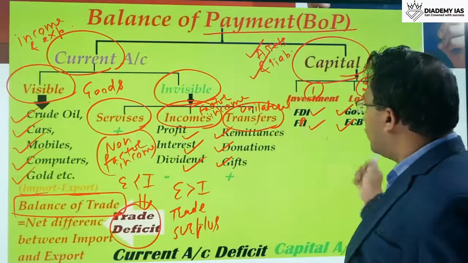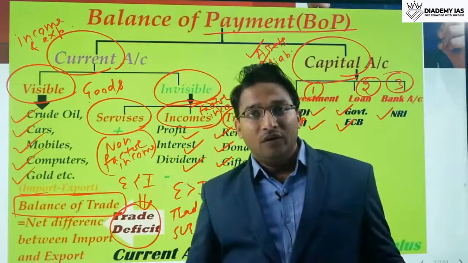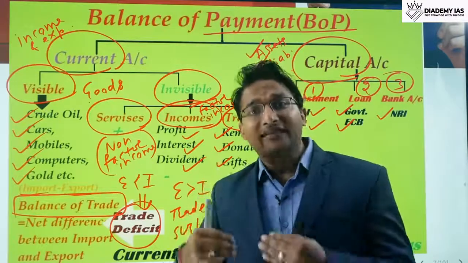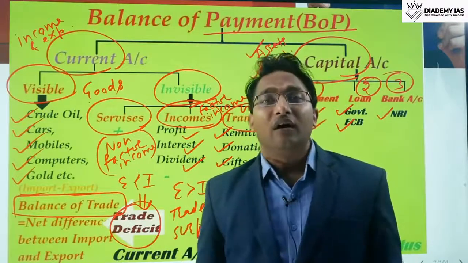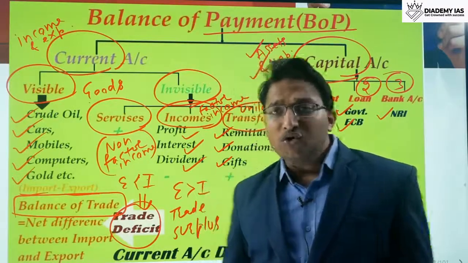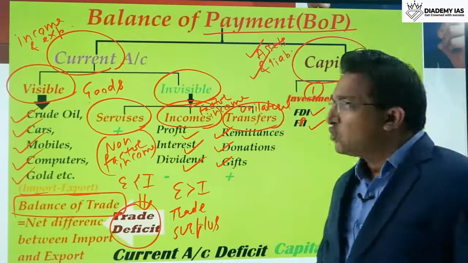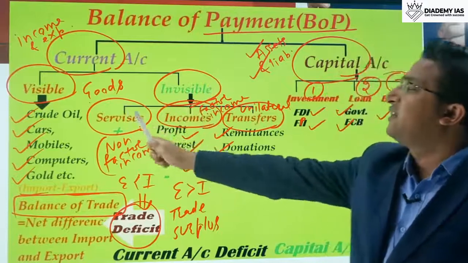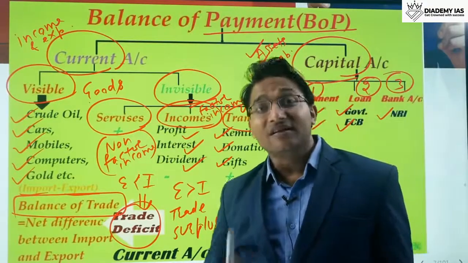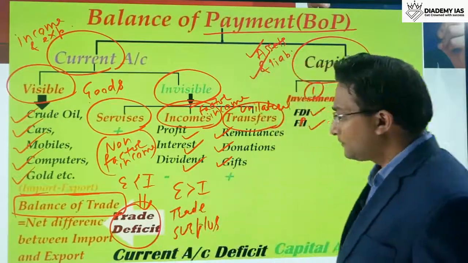However, on the capital account, because India is having very good investment opportunities, the foreign investors are coming into India and they are investing their money in the form of foreign investment or in the form of loans. So because of that, the capital account is always in surplus. So this current account deficit is compensated by the capital account surplus. This is the normal trend as far as the Indian economy is concerned.